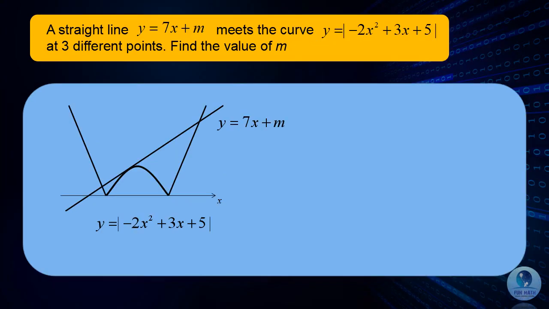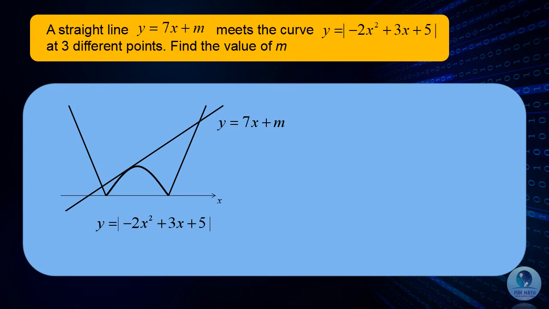Look at the next question. A straight line y equals 7x plus m meets the curve y equals modulus of -2x squared plus 3x plus 5 at 3 different points. Find the value of m. This question is a little tricky and it requires a deep understanding of these two graphs.